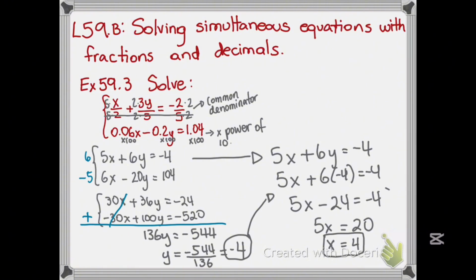And our final answer, remember, we always put it as a point. So it's going to be first x and then y. And that's it. So again, it's the same thing that we've been learning and doing. The only difference is that the question is given in a different format. We're going to have an equation that has fractions and another equation that has decimals. But after we do the common denominator, and after we multiply by a power of 10 to get rid of the decimals and the fractions, then we can work as we have learned before with elimination or substitution.